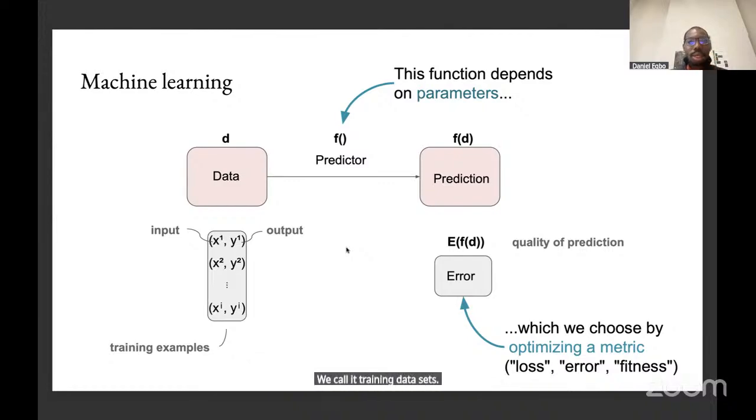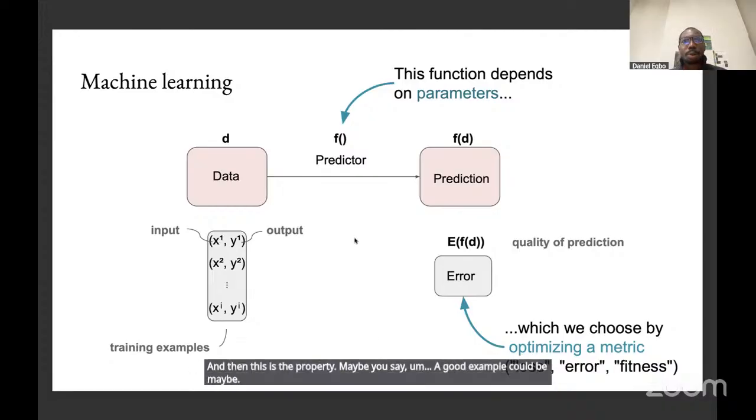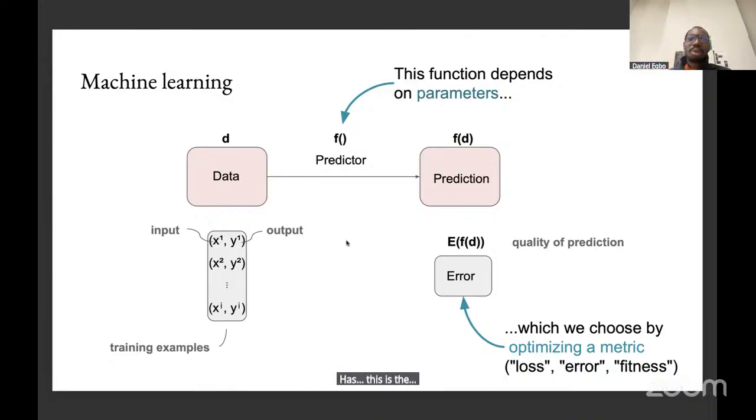The data set also has some sort of labels. Maybe this is the property of this data: I have this data, and this is the property. A good example could be fruits. You could say oranges, mango, pawpaw, and the rest of them, and each of them has its own features. And then you label it and say these features belong to this class, or whatnot.